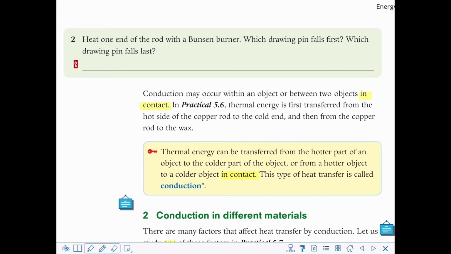Step 2. Heat one end of the rod with a Bunsen burner. Which drawing pin falls first? Which drawing pin falls last? Now let's have a look.